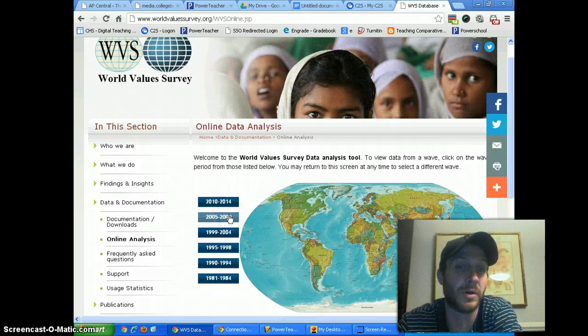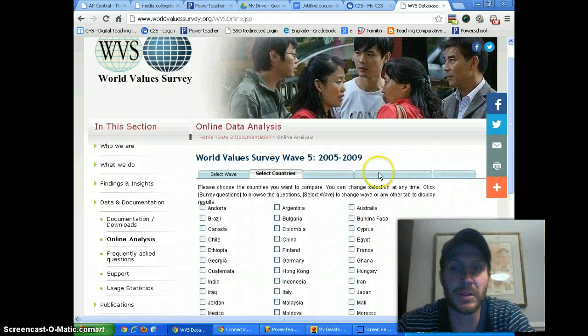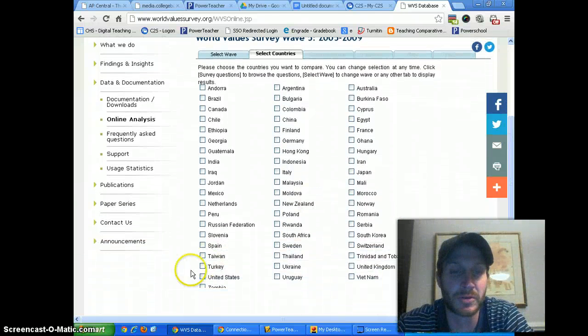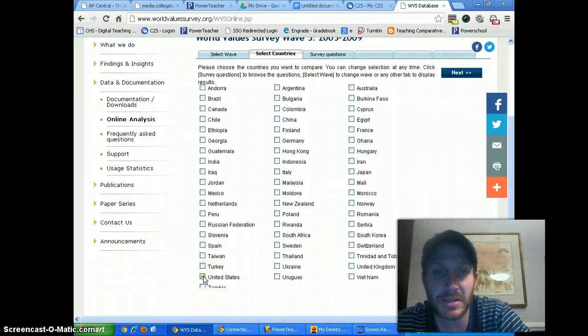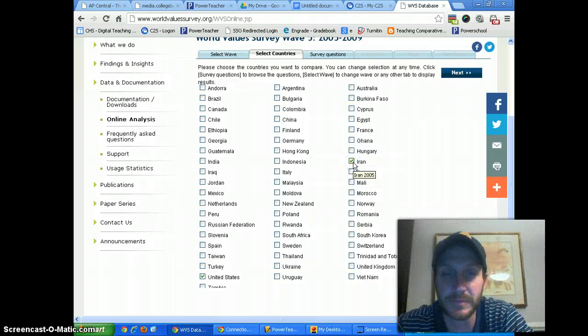But let's say I wanted to compare the United States to Iran. Iran is not in the newer survey, so I would need to use the older survey here. So I clicked on it there. And remember, one of the countries you will always select is the United States, because you're comparing the United States to another country. So I click the United States here, and I find Iran over here. Click there. So I've got 2 countries selected, and then you click Next.